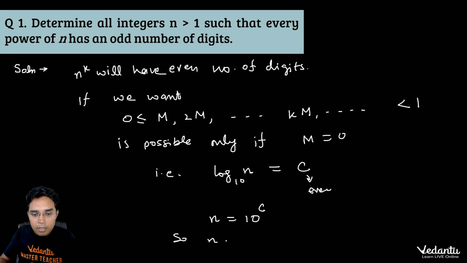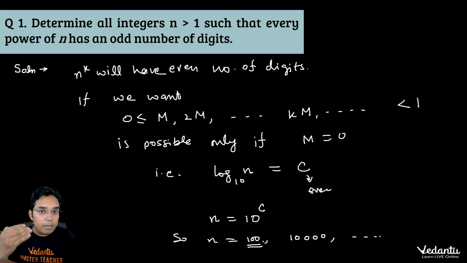So n is equal to 100. We cannot take c as 0. You could have taken 0 also, but we are given n is greater than 1, so n is equal to 100, 10 power 4, so 10,000, and so on. These are the numbers which will satisfy this property, and it can be seen very easily. Suppose I take 100, it has 3 digits. If you do 10 power 2, it will be 10,000, so it will have 5 digits. Then 10 power 3 will have 7 digits, and so on. So this is the solution.